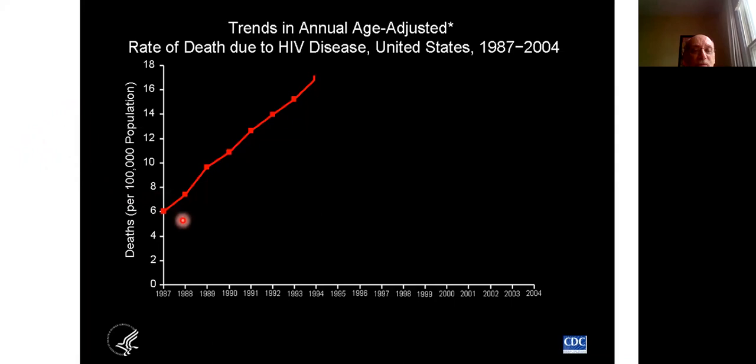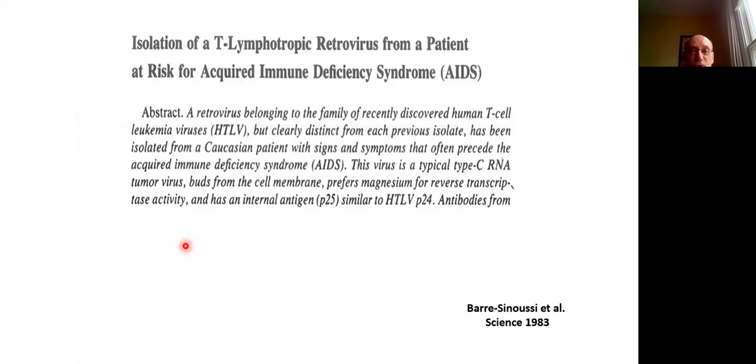And as you can see, it showed every indication of going through the roof. And it would have gone through the roof, except that the virus causing this disease was isolated. And it was isolated by Françoise Barré in Luc Montagnier's lab in Paris.